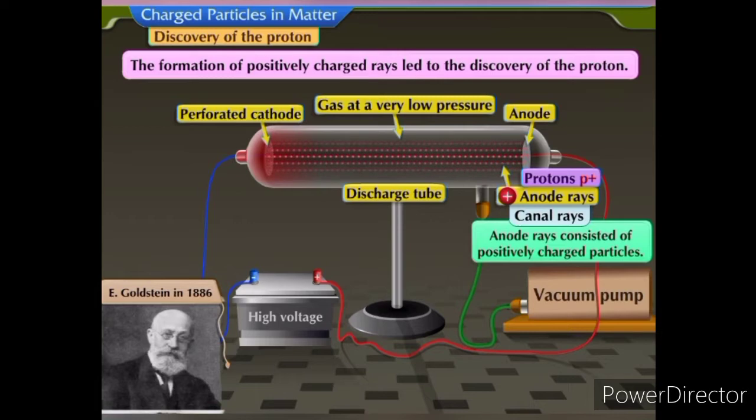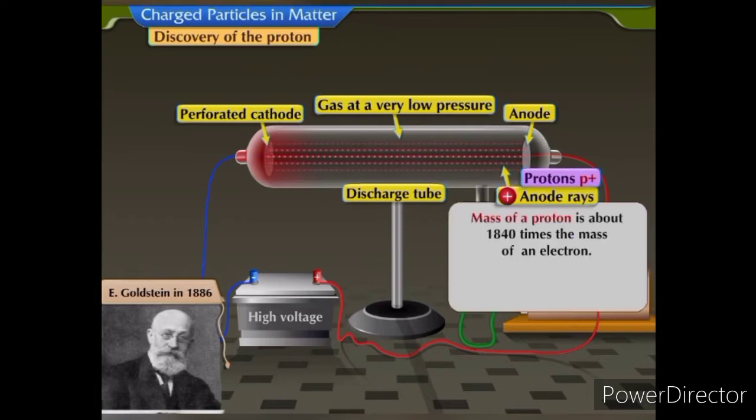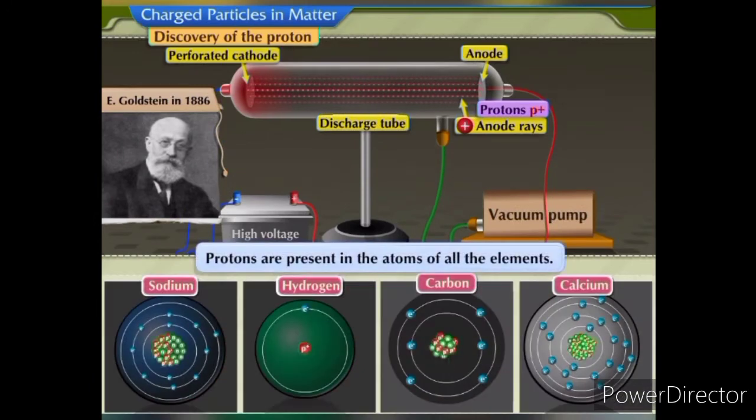Protons are represented by the symbol p+. The mass of a proton is about 1,840 times the mass of an electron. The mass of a proton is taken as 1 unit. A proton has +1 charge. Protons are present in the atoms of all the elements.